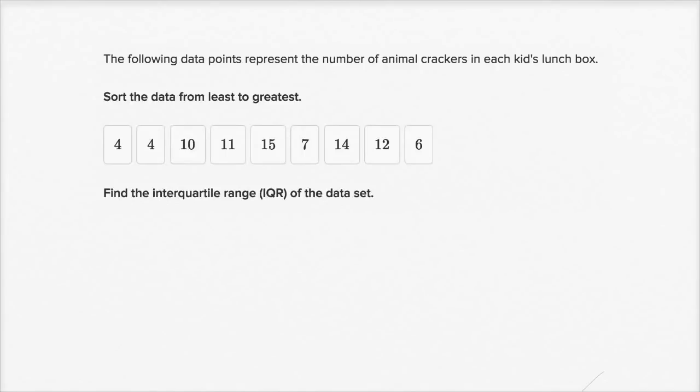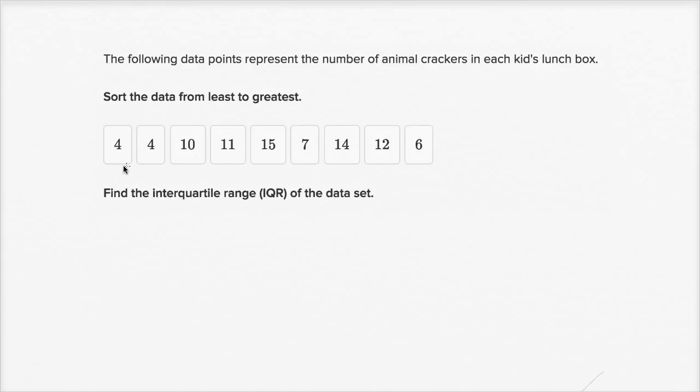Let's get some practice calculating interquartile ranges. I've taken some exercises from the Khan Academy exercises here, and I'm just going to solve it on my scratch pad. The following data points represent the number of animal crackers in each kid's lunchbox. Sort the data from least to greatest, and then find the interquartile range of the data set. And I encourage you to do this before I take a shot at it.